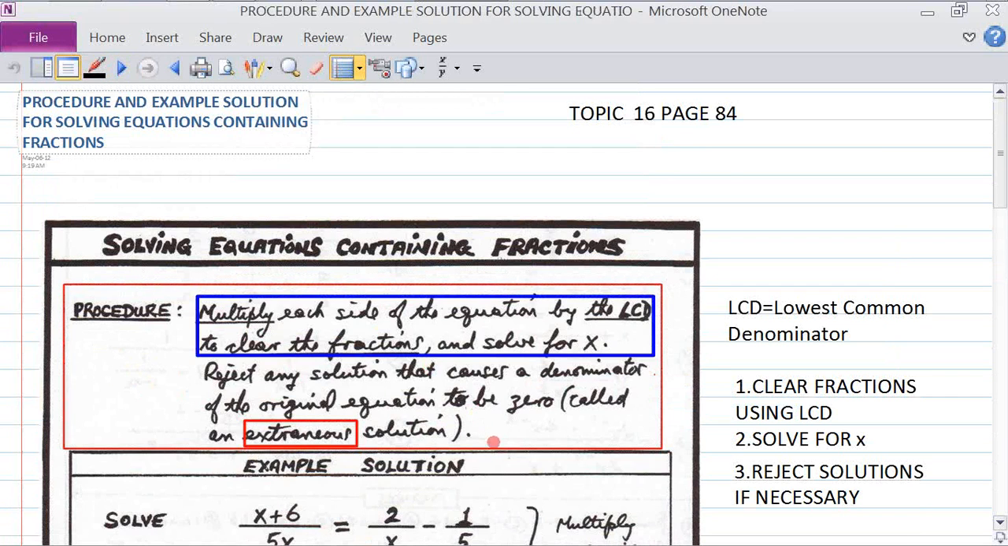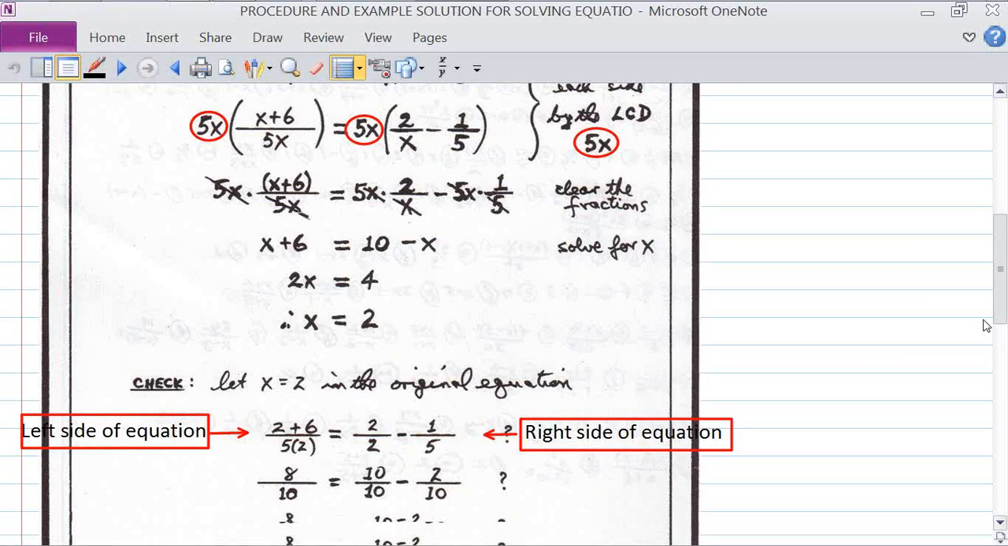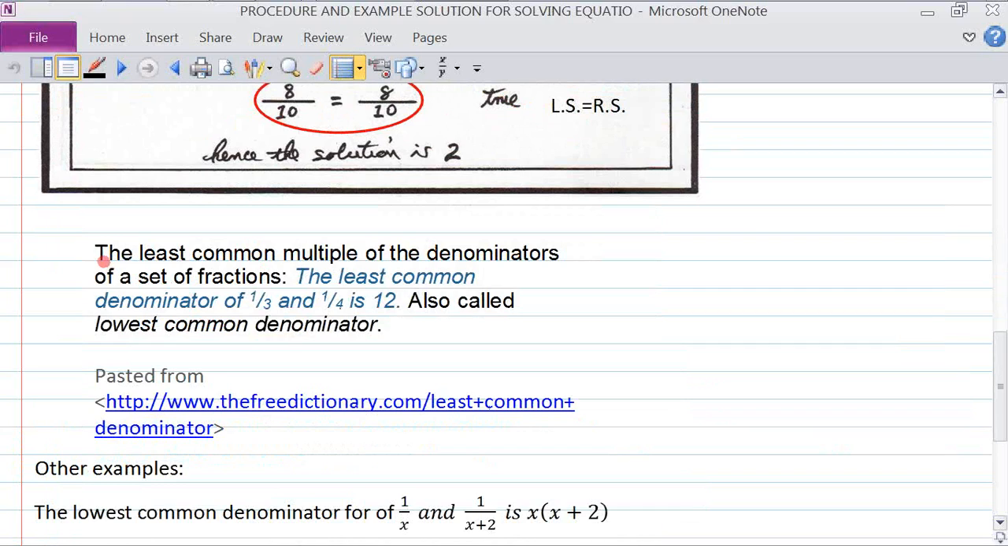So first thing we want to do is find the lowest common denominator to clear the fractions and solve for x. So let's just look at what we mean by this. The least common multiple of the denominators of a set of fractions. The least common denominator of 1/3 and 1/4 is 12. That means that the lowest number that 3 and 4 will both go into is 12. That's why it's the least common denominator.